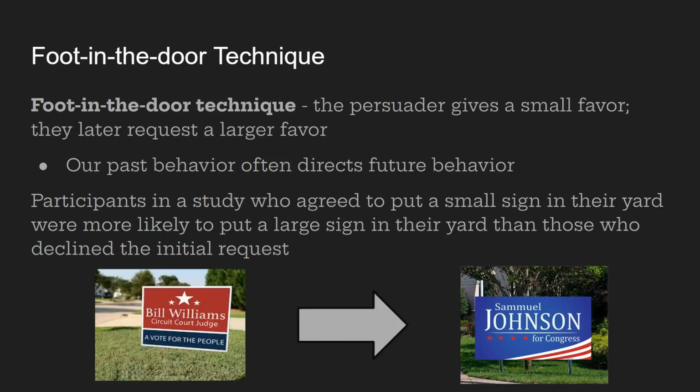Another technique for persuasion is the foot in the door technique. The persuader gives a small favor, and then they later request a larger favor. This works because our past behavior often directs our future behavior, because we like to keep continuity. Participants in a study who agreed to put a small sign in their yard were much more likely to put a large sign in their yard than those who declined putting a small sign in their yard.